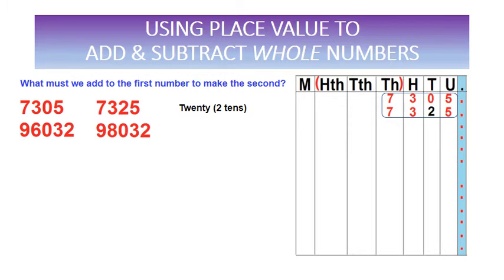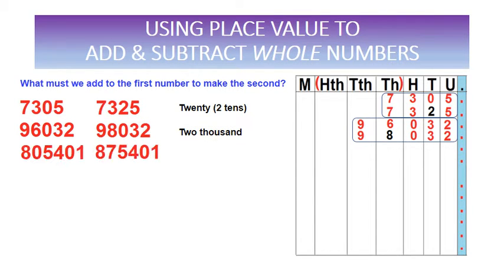Another example. Here, there's only a difference in the thousands column, so we've added on 2 more 1,000. Here, the difference is clearly in the 10,000s column, so we've added on 7 lots of 10,000, which is the same as adding on 70,000.